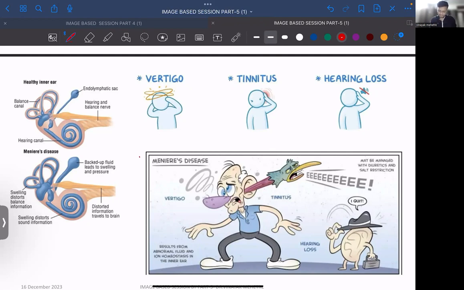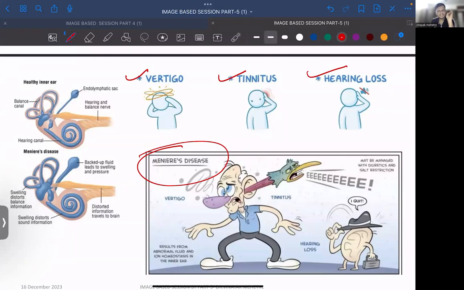Middle age guy presented with vertigo, tinnitus, hearing loss. Okay, patient presented with vertigo, tinnitus. And as soon as there is a loud voice, patient will have vertigo and patient collapse. The name of the disease is Meniere's disease. ठीक है, Meniere's disease. Middle aged, vertigo, tinnitus, hearing loss.